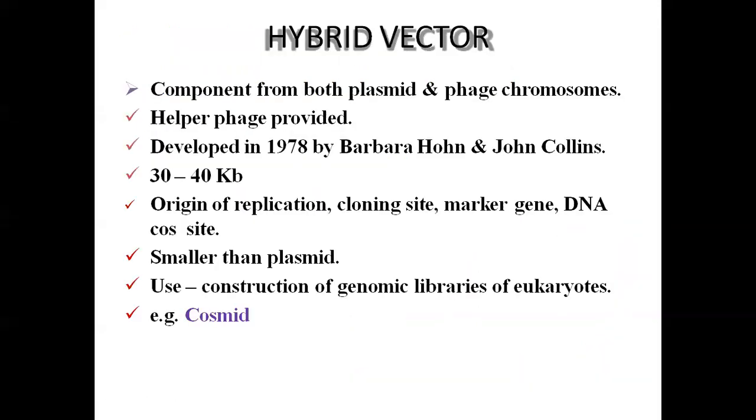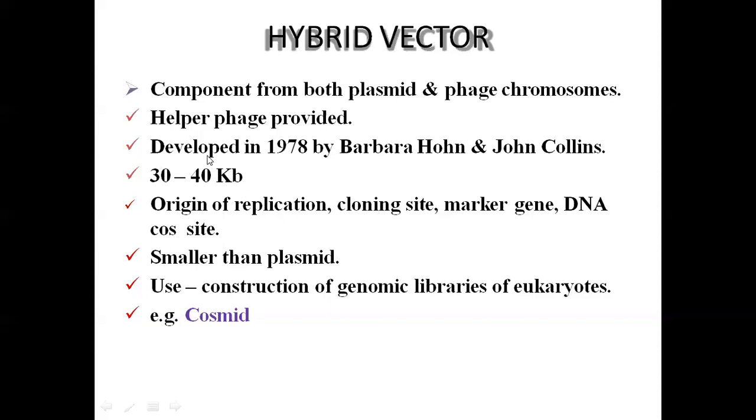Now the next is the hybrid vector. Hybrid vector is also a very useful vector, with components from both plasmid and phage chromosome. Hybrid means the combination of two different things. So here the plasmid vector, with the low genome size, and the phage vector, with the high genome size, from their chromosomes this hybrid vector was developed in 1978 by Barbara Hohn and John Collins. These are the scientists, and its size is 30 to 40 kb.